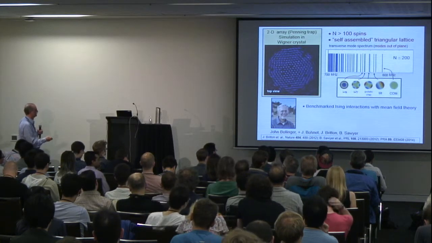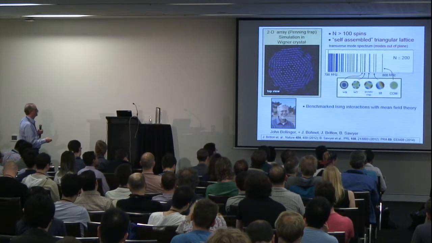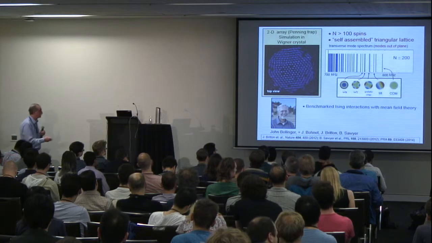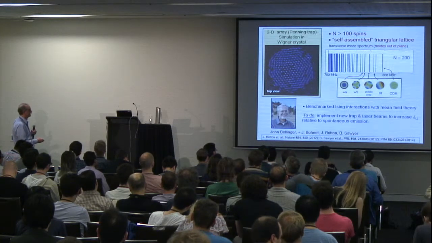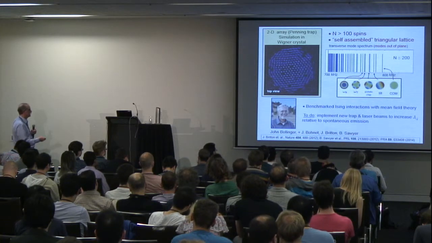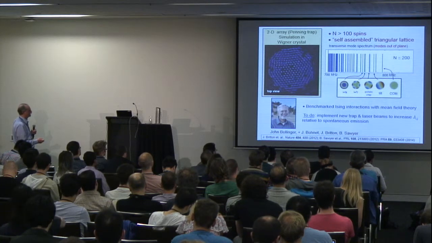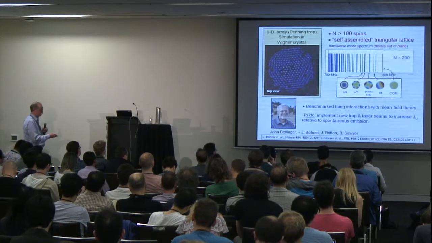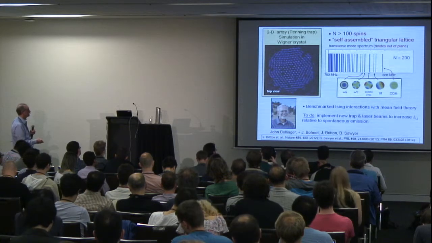One thing we're hoping to play on is that this two-dimensional structure potentially gives a richer structure for these Ising type interactions. And there's a new apparatus now to increase the interaction strength, which, for various technical reasons, they couldn't make very strong in the previous experiments.